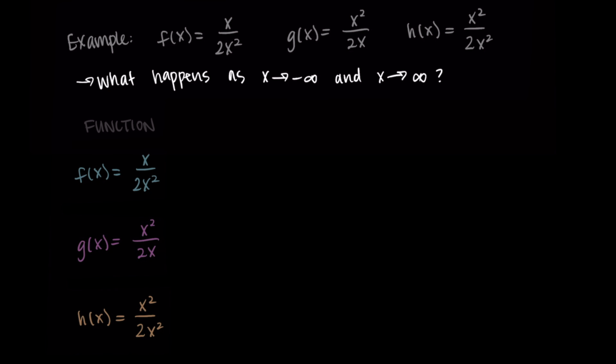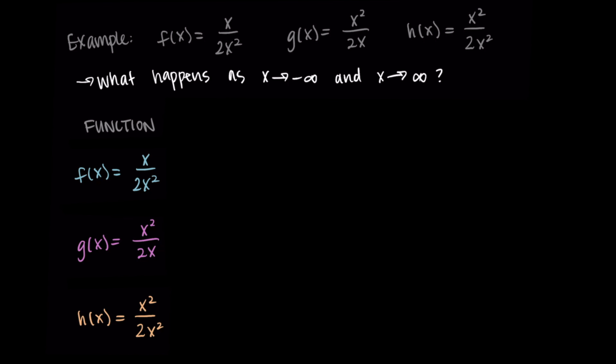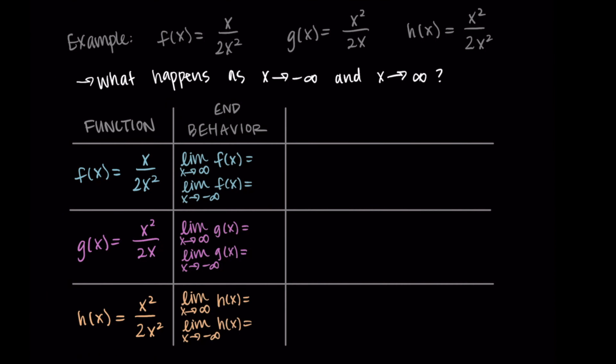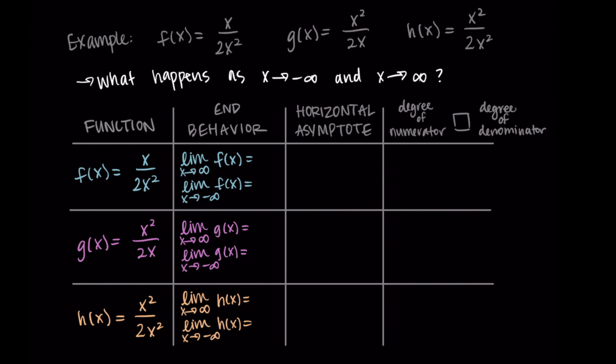So I'm going to fill out a table for these. We'll start with the function, then we'll talk about its end behavior, and we'll relate this to the horizontal asymptotes and the degrees of the numerator and the denominator. So we'll go through these one at a time and fill out the table together.